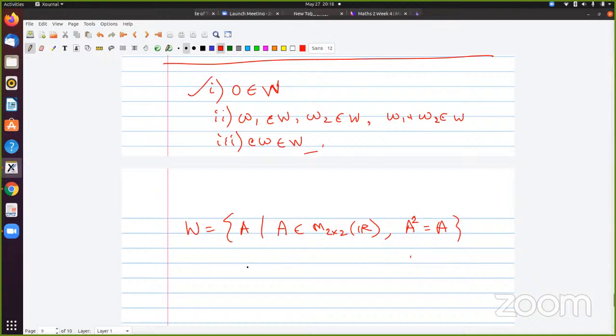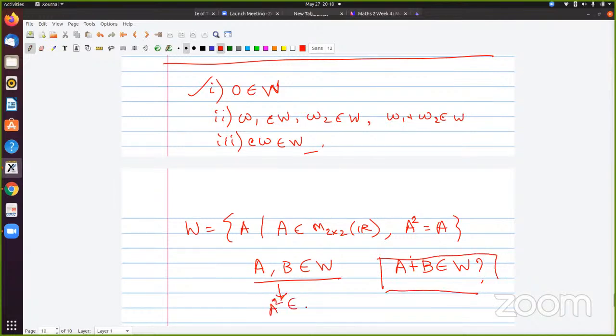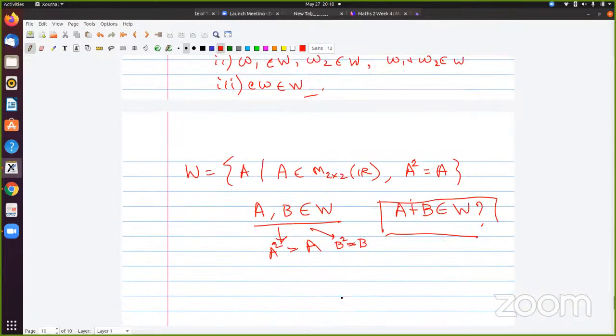What about the second condition? If we have two matrices A and B inside W, the question is whether A plus B is in W or not. A matrix A means A square equals A, and B matrix means B square equals B. Correct? Yes, sir. Now what does (A plus B) square mean? A square plus B square plus 2AB. No, these are matrices, so AB and BA may not be the same.